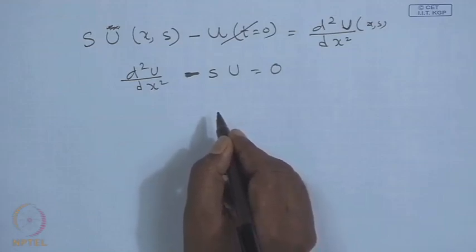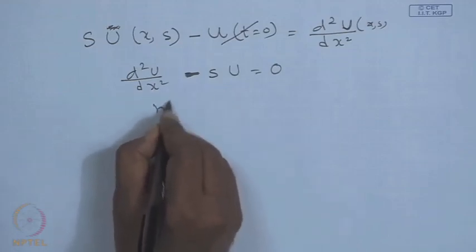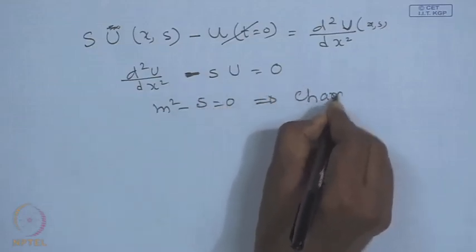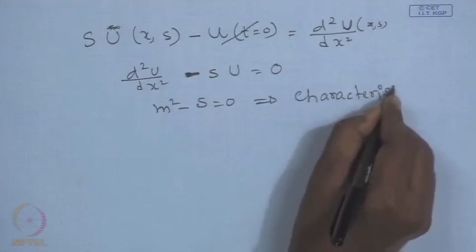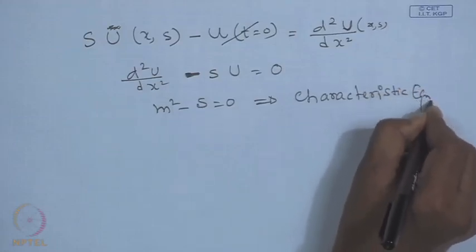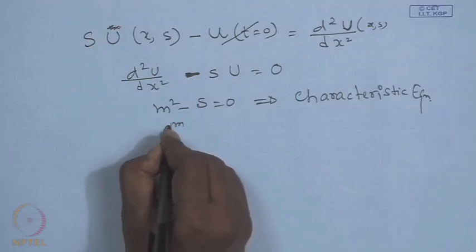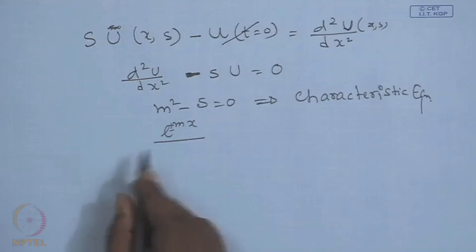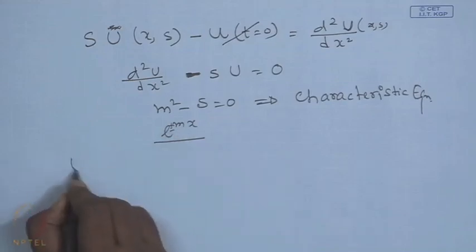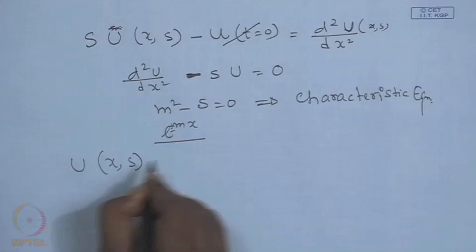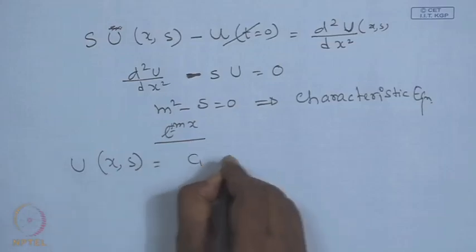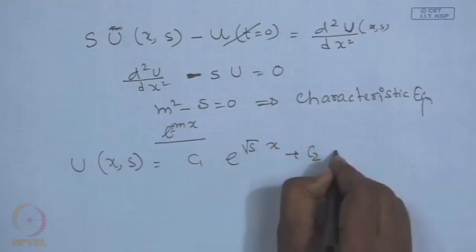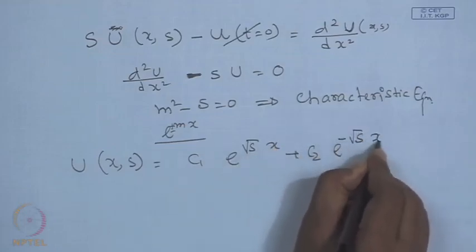So, we have already seen the solution of this: m square minus s will be the characteristic equation, and e to the power plus minus m x will be constituting the solution. So, therefore, the solution will be constituted by u as a function of x and s, which will be nothing but C1 e to the power root over s x plus C2 e to the power minus root over s x.